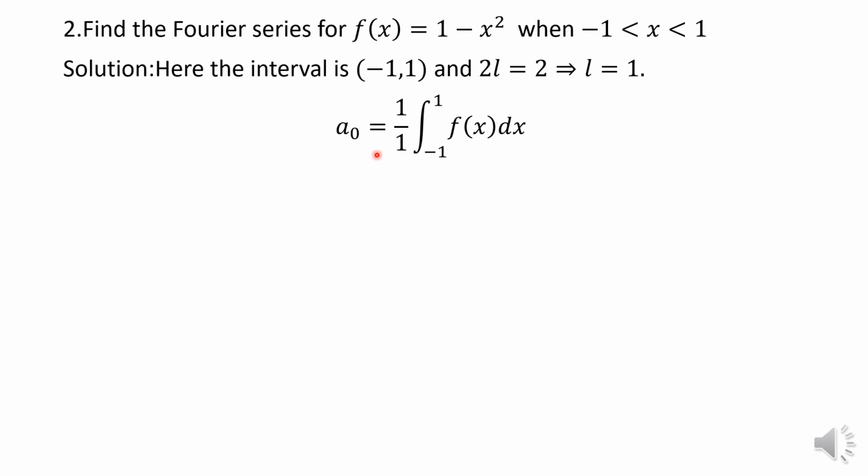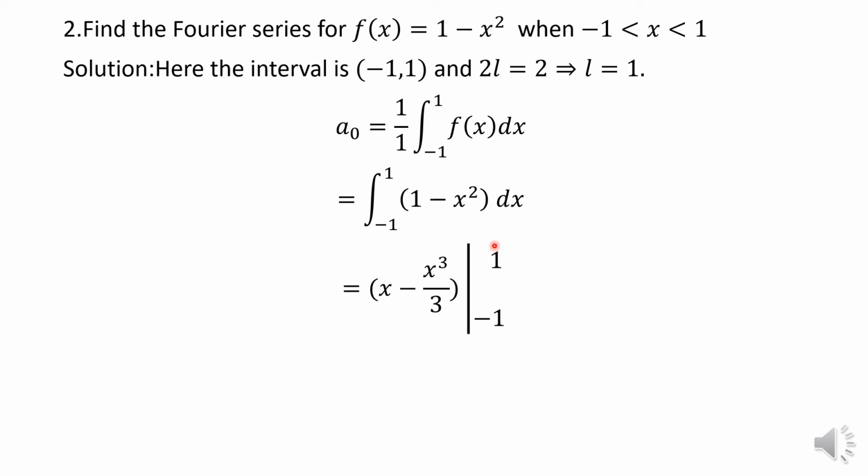Now write down the formula for a0, that is 1 by l, where l is 1 here, integral -1 to +1 f of x dx. So substitute for f of x, it is 1 minus x square, integrate term by term, integral of 1 is x and minus integral of x square is x cube by 3, and apply the limits of integration, upper and lower limit. So we are going to get 4 by 3.